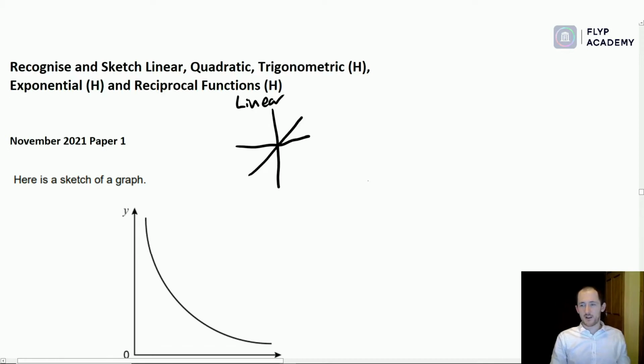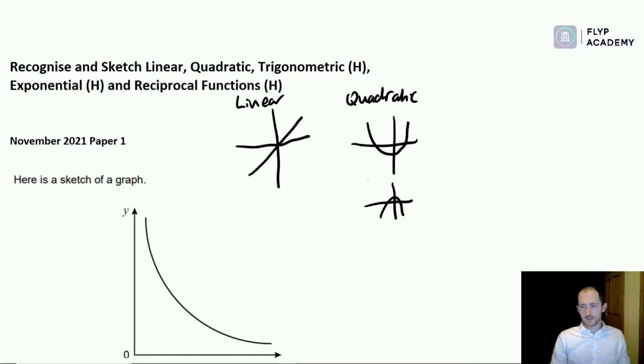Hopefully that's fairly obvious. Quadratic, you have two variants. You're going to have either a happy face or a sad face. That's it.